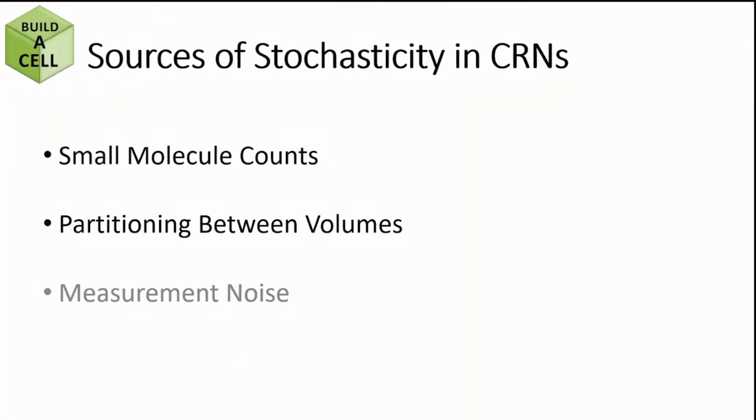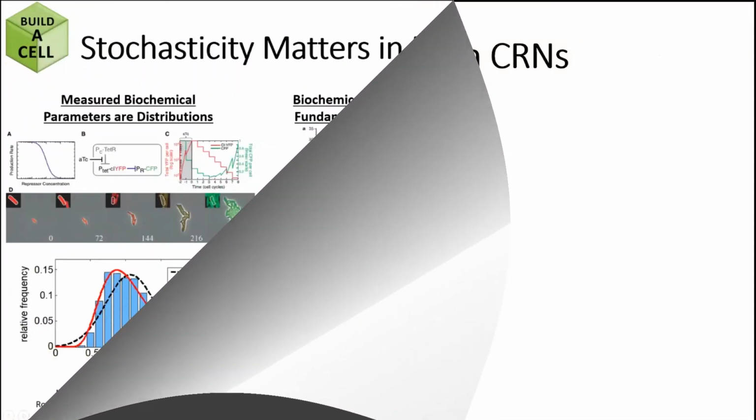Now, in chemical reaction networks, you might imagine that there's actually stochasticity, and this stochasticity can come from many different sources. One of the sources is small molecule counts, which will give rise to the stochastic dynamics of a chemical reaction network. Partitioning between volumes, which we'll cover at the end of this lecture briefly, might happen, say, during cell division. And also measurement noise, which we're not going to cover in this lecture, but is a very important source of experimental stochasticity.